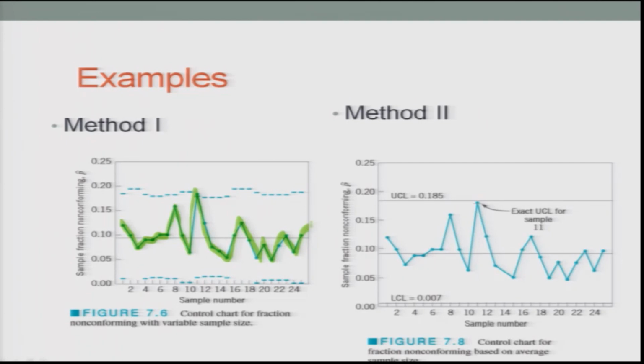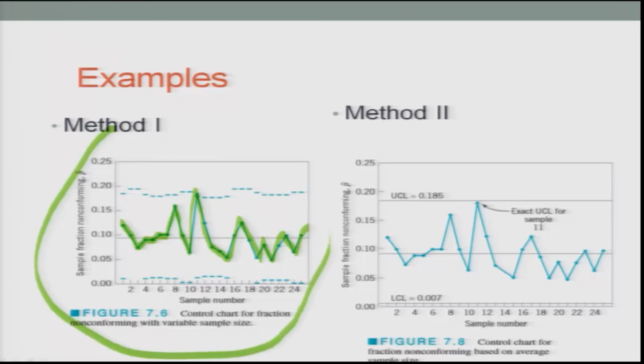with variable sample size. When you draw the control charts for fraction non-conforming based on the average sample size, if you remember, the average sample size was 2450 divided by 25, which came out to be 98. Now, if I utilize the variable sample size, the diagram is shown in figure 7.6, which I have circled in green color.